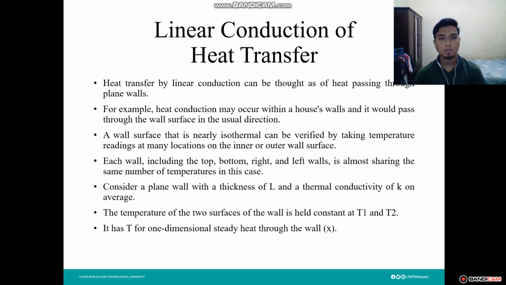Each wall, including the top, bottom, right, and left walls, is almost sharing the same temperature in this case. Consider a plane wall with a thickness of L and an average thermal conductivity of k. The temperature of the two surfaces of the wall is held constant at T1 and T2. It has one-dimensional steady heat flow through the wall.